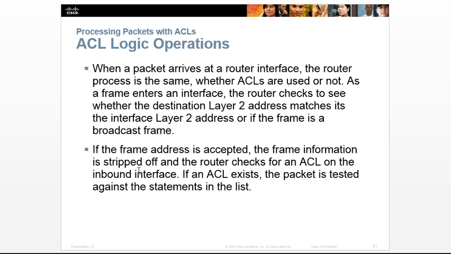So the logic of that is that when a packet arrives at a router interface, the router processes the same whether the ACLs are used or not. As a frame enters the interface, the router checks to see whether the destination layer 2 address matches its interface layer 2 addresses, or if the frame is a broadcast frame. If the frame address is accepted, the frame information is stripped off and the router checks for an ACL on the inbound interface. If an ACL exists, the packet is tested against that list.